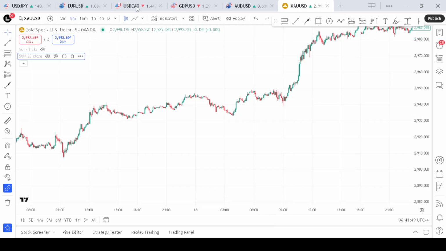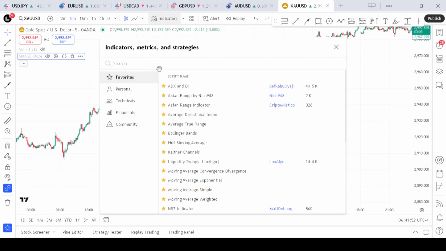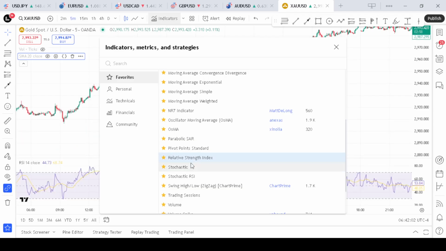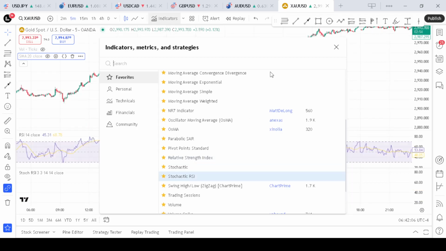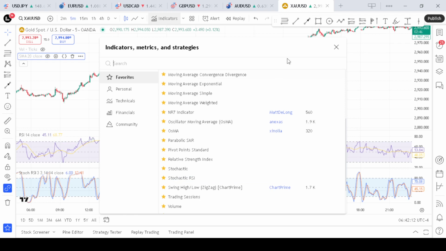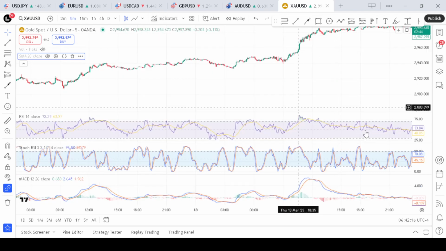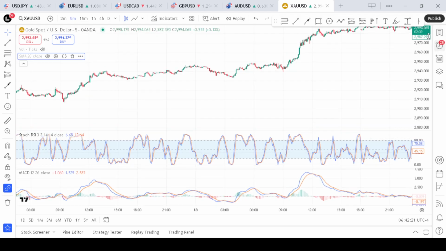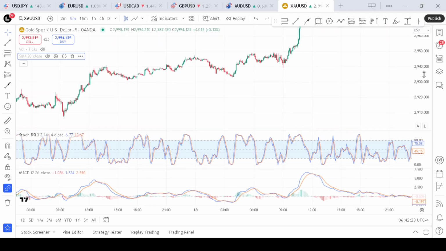We would also make use of our RSI. Our RSI indicator is an essential tool that we can use in scalping gold. Sorry, we'll use our stochastic RSI, not just our RSI. Our stochastic RSI indicator is what we'll use in this strategy. The next indicator we would use is our MACD, the moving average convergence and divergence, another indicator we would use to capitalize on this strategy.